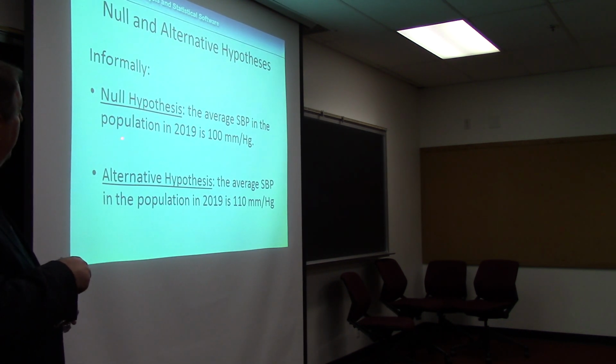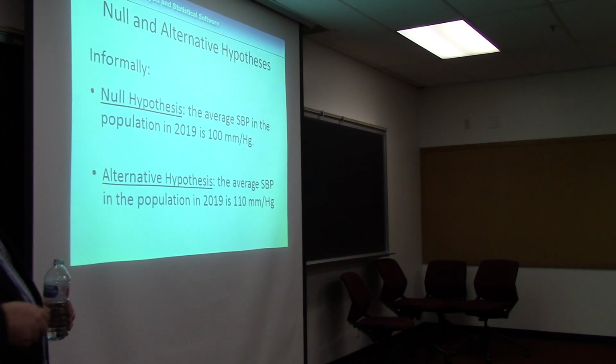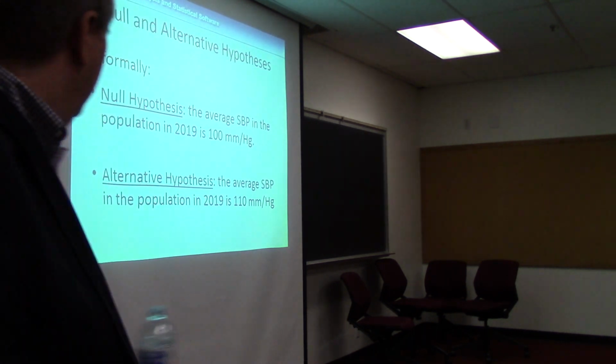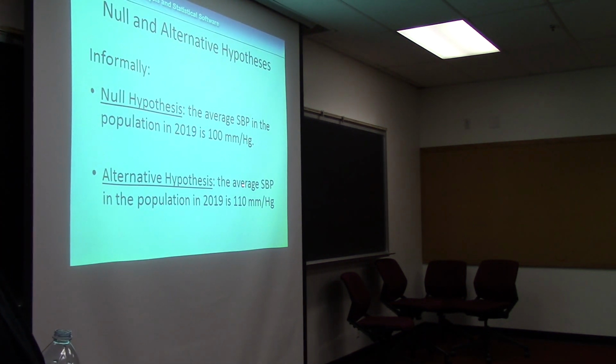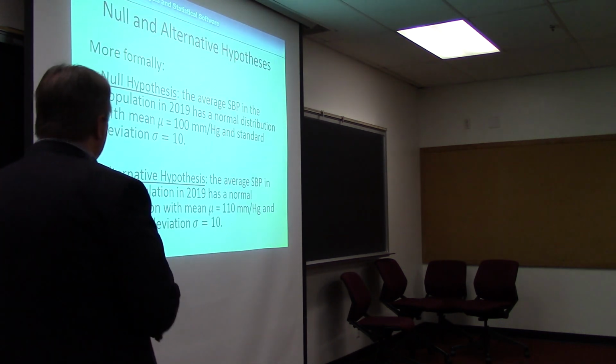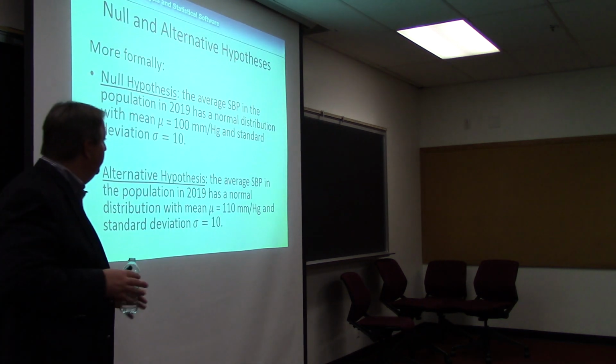Informally, I'm going to state that my null hypothesis is that the average SBP in the population in 2019 is 100 millimeters of mercury. The alternative hypothesis is that the average SBP in the population in 2019 is 110 millimeters of mercury. That's kind of an informal way of stating this, but more formally, I want to add some other features.